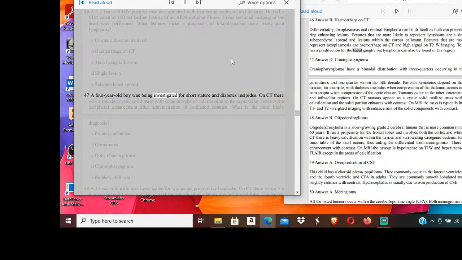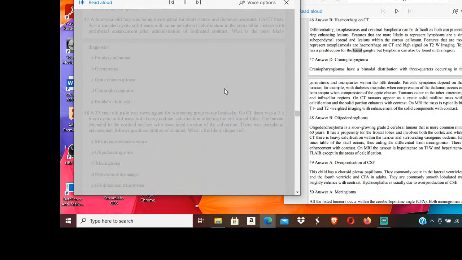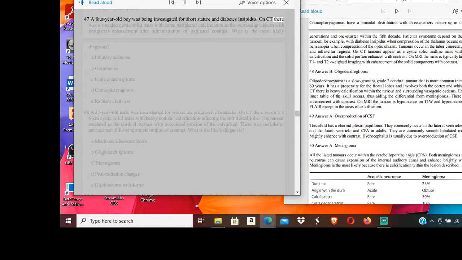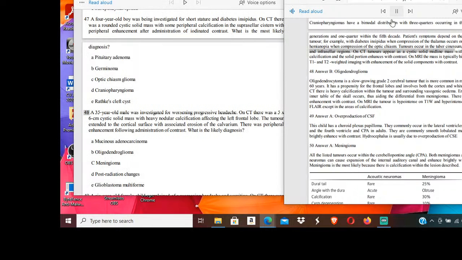A 4-year-old boy was being investigated for short stature and diabetes insipidus. On CT, there was a rounded cystic solid mass with some peripheral calcification in the suprasellar cistern with peripheral enhancement after administration of iodinated contrast. What is the most likely diagnosis? A, pituitary adenoma. B, germinoma. C, optic chiasm glioma. D, craniopharyngioma. E, Rathke's cleft cyst.